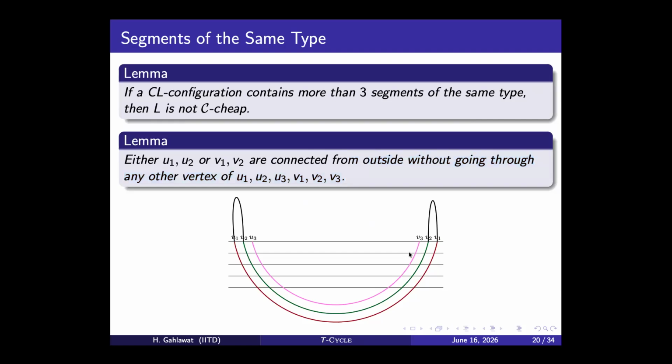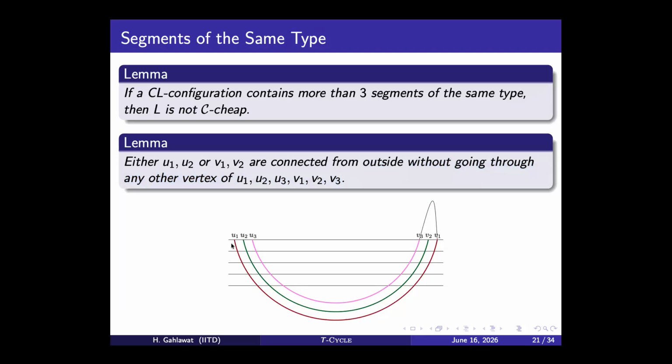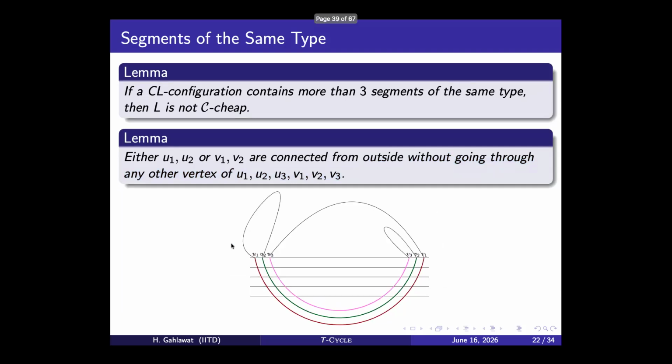The point is that if you have three segments of the same type, now forget everything else. Only think about how these three segments will be connected to the rest of the graph. Because of planarity, there are very few ways you can connect them. For example, the way they are connected right now is not good. You cannot connect U1 to U2 and V1 to V2 because it closes the cycle. What will happen to this pink segment? Moreover, you cannot connect, for example, U1 to U3 because what will happen to U2? How will it connect to the other side?